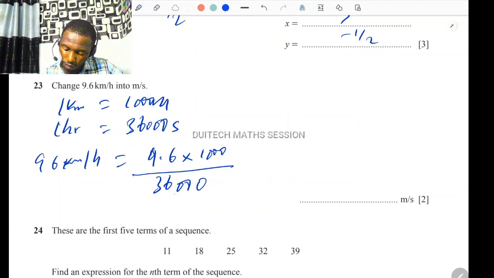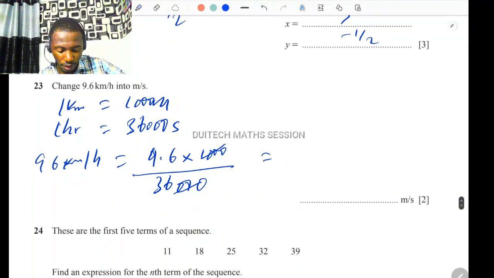So 0 will cancel 0. So I'll be having 9.6 divided by 3.6, which is 2.667.